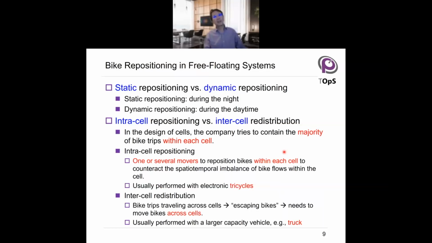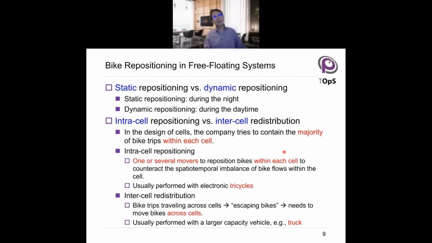However, during the day, as we showed in the previous slide, in the morning, we may have bikes accumulated at the subway station from the residential area. And on the other side, from the subway station, the bikes are leaving to the office area. And in the evening, we have the reverse movement. So we need to dynamically move the bikes during the day to prepare for the morning peak and evening peak. So this is dynamic versus static repositioning.